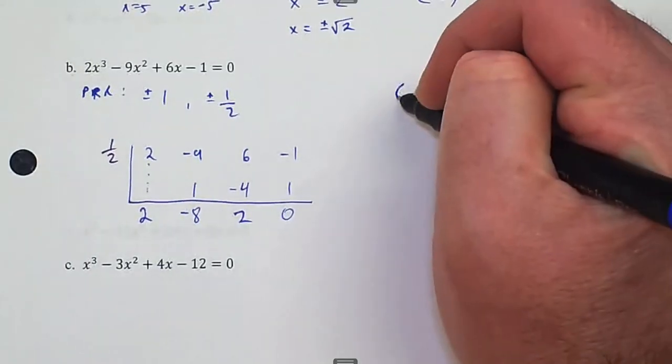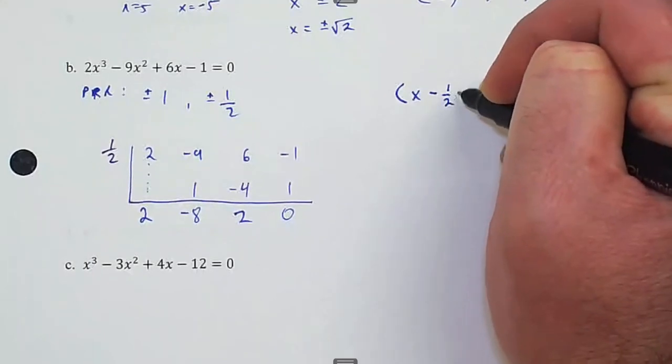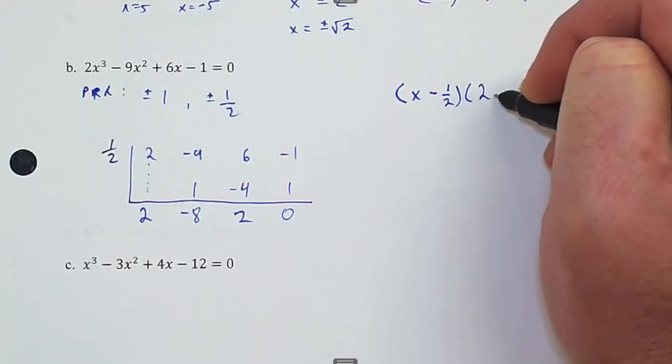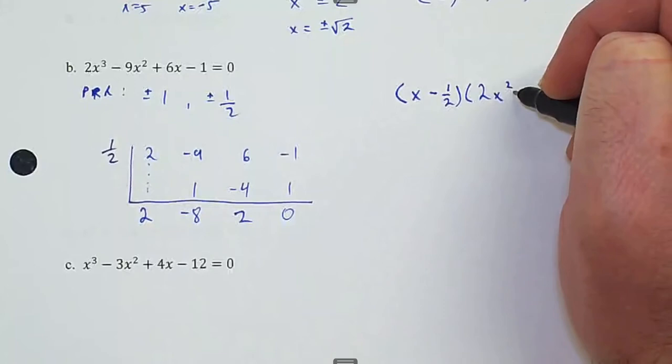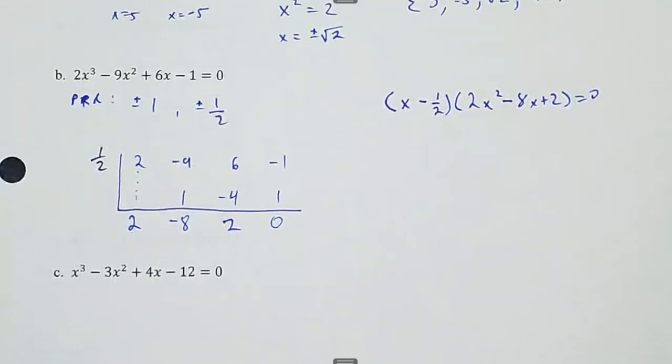So we can refactor this as x minus 1/2 and then that's 2x squared minus 8x plus 2. Now you might be tempted to try and do something clever where you say, oh, 1/2, that means this is 2x minus 1. Don't. But instead, I'm going to show you what you can do.